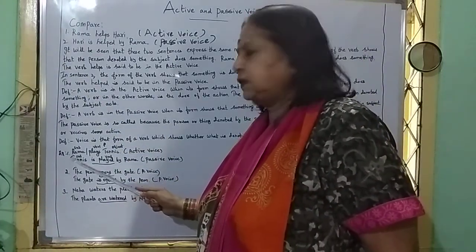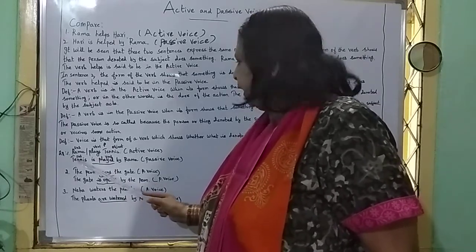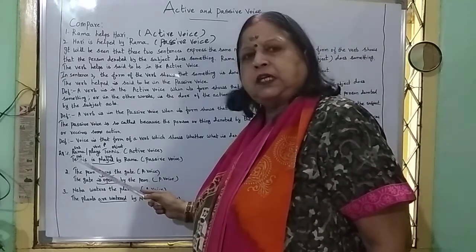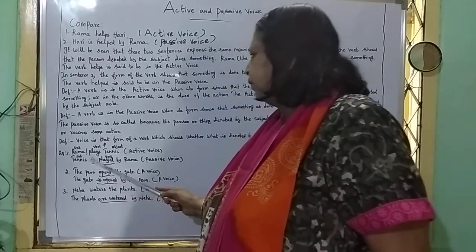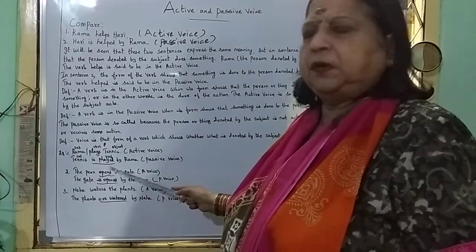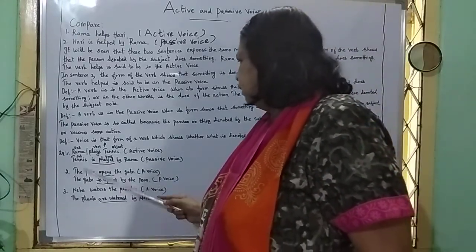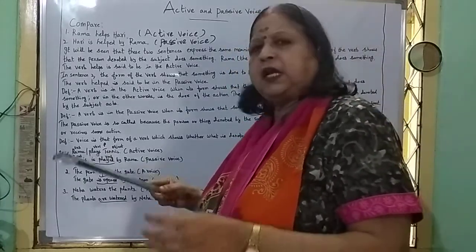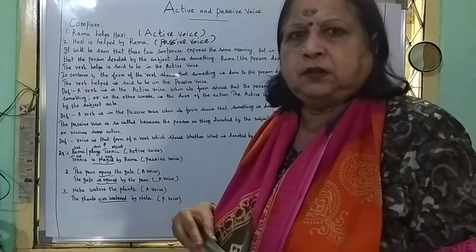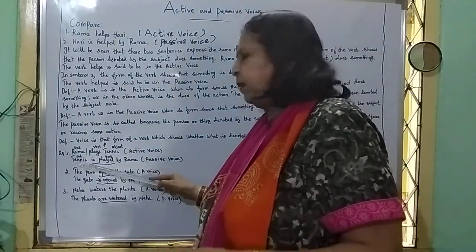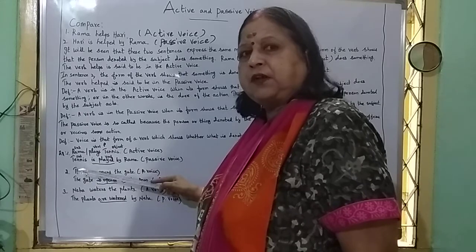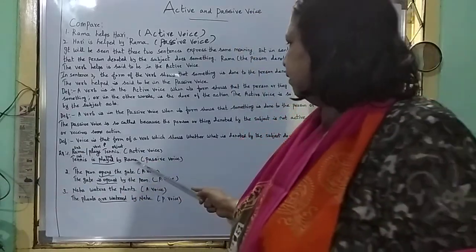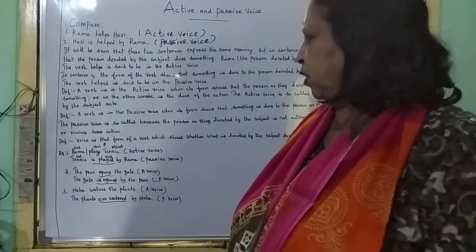In the second sentence, the object becomes the subject. Tennis is played by Rama. It is in passive voice. So tennis is the subject, it is a thing, and is played is the verb. By whom? By Rama. So it is in passive voice because something is done to the subject. It is not active, but it is passive. It suffers or receives some action. Tennis is played by Rama. It is in passive voice.